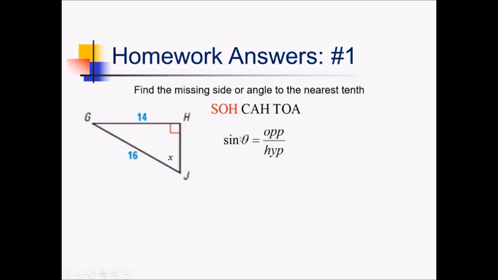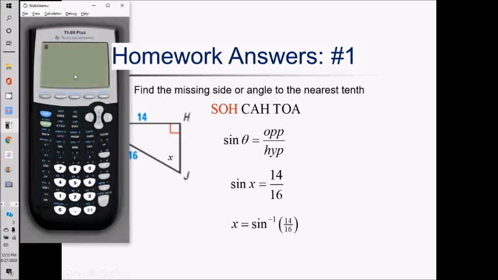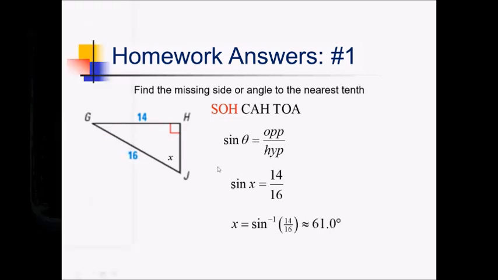So we've got the sine of x, the angle we're looking for. The opposite side again, that's going to be this 14 across from the angle, and that's going to be divided by the hypotenuse of 16. So to find the angle, we just have to do inverse sine of 14 over 16, and let's see what that comes out to on the calculator. So doing second sine on the calculator, again we have 14 divided by 16, and that's going to be 61.0.